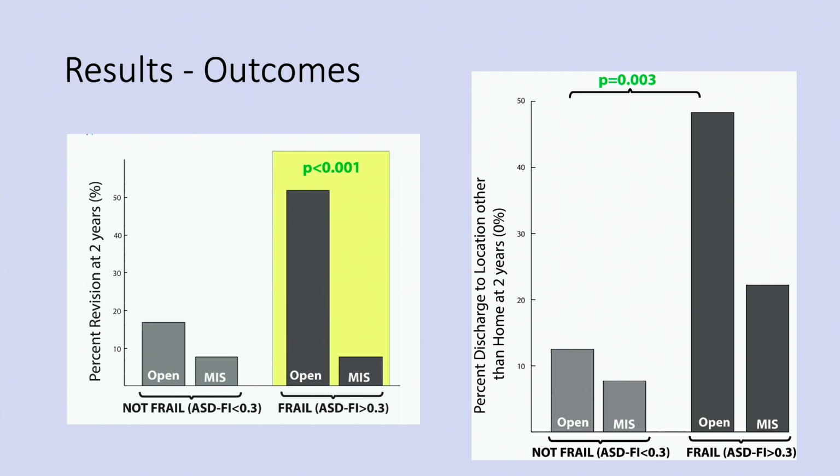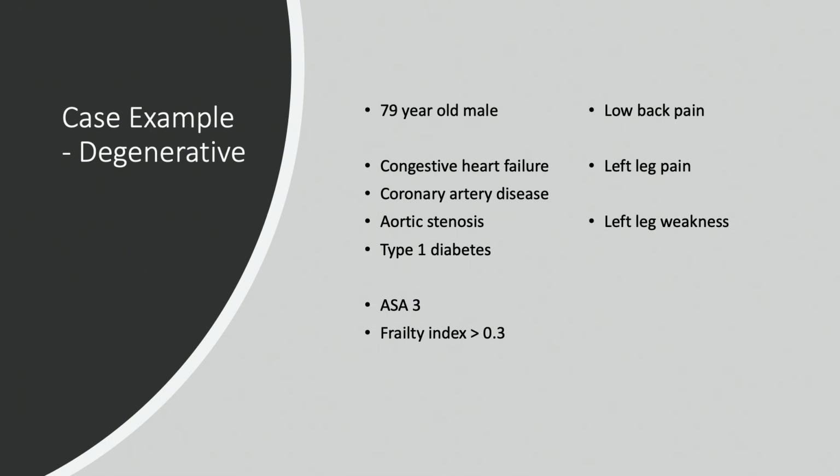Now, comparing all of these things together and looking at both discharge location as well as need for revision surgery, what we found was that if you look just at the open groups, comparing frail to not frail, there are significant differences here. So the frail patients, if they had an open TLIF, were significantly more likely to have revision surgery and significantly more likely to discharge to somewhere other than home. But then if you look at the bars for MIS surgery, when you compare either non-frail or frail patients, it actually leveled the playing field here. So these patients were not at increased risk for needing revision surgery, and also they were not at increased risk of needing to go to rehab or a SNF after surgery, showing that these patients may have a differential benefit if the surgery is done minimally invasively compared to open.